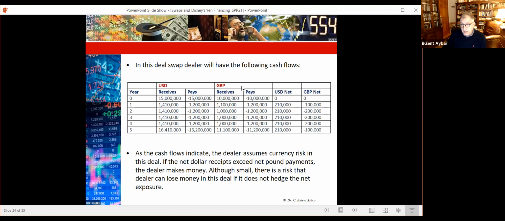In the British pound segment, it receives the 10 million payment from company B, but pays out 10 million pounds to company A. The interest it receives from company A is 1.1 million pounds, but it makes a 1.2 million payment to company B. So here there is a 100,000 deficit periodically.